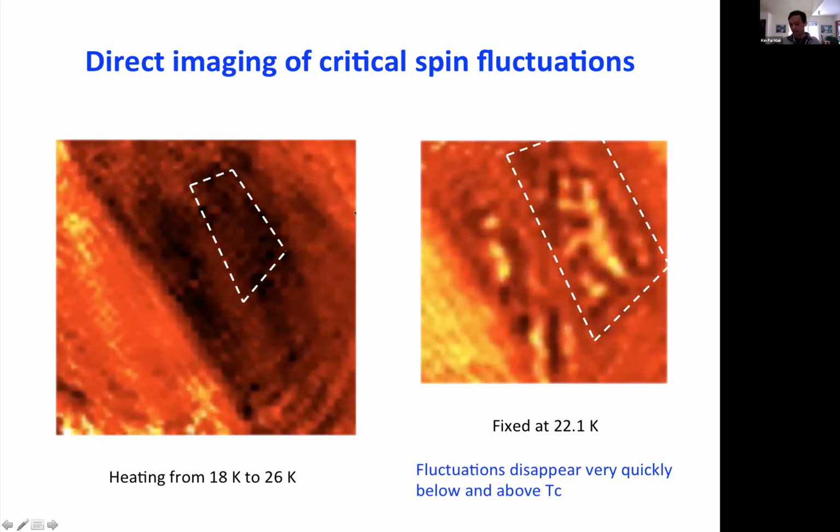From here you can compute the spin-spin correlation function from these images. But I just want to illustrate that this technique really works well in terms of enhancing the detection contrast. Okay.